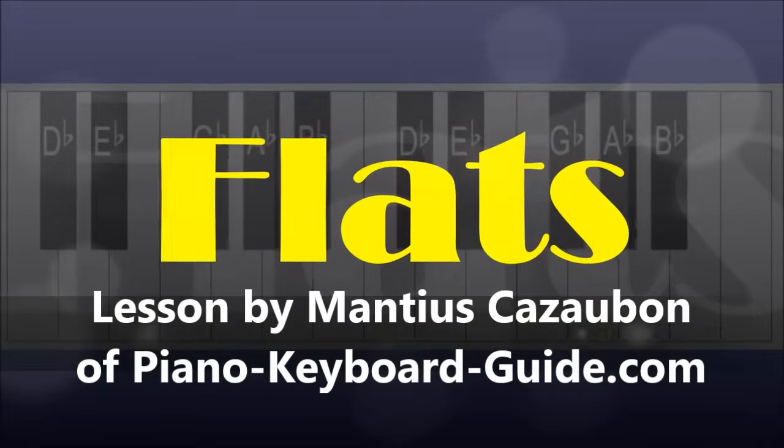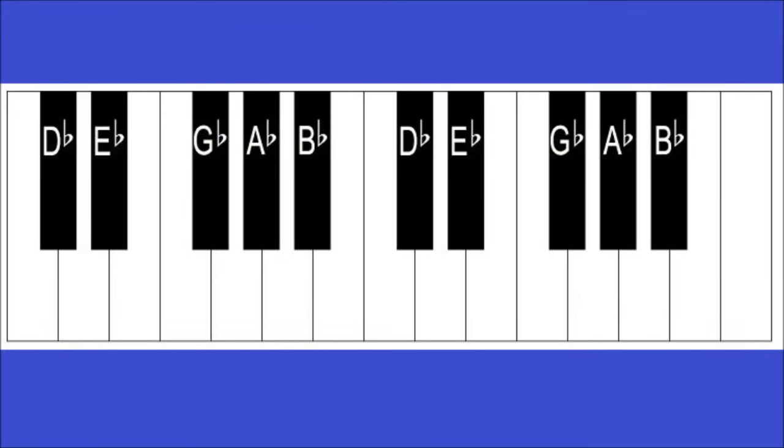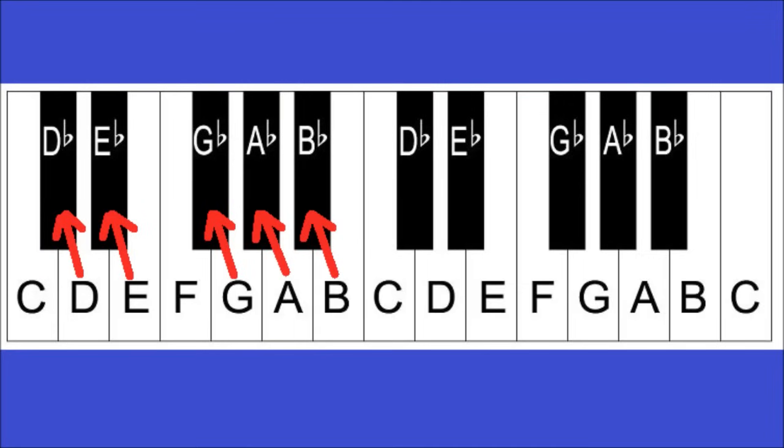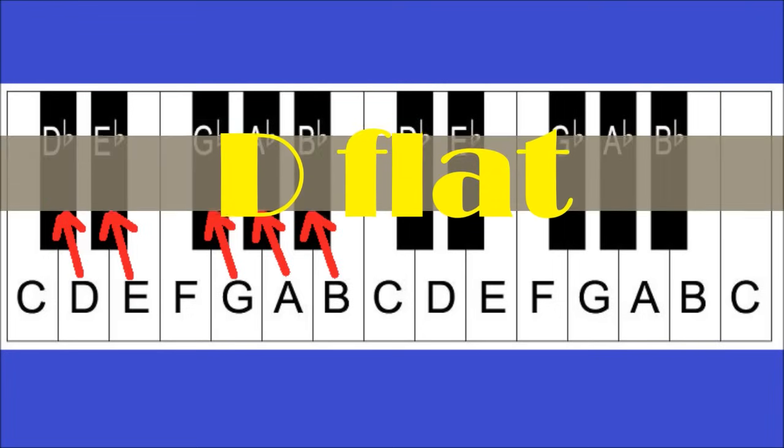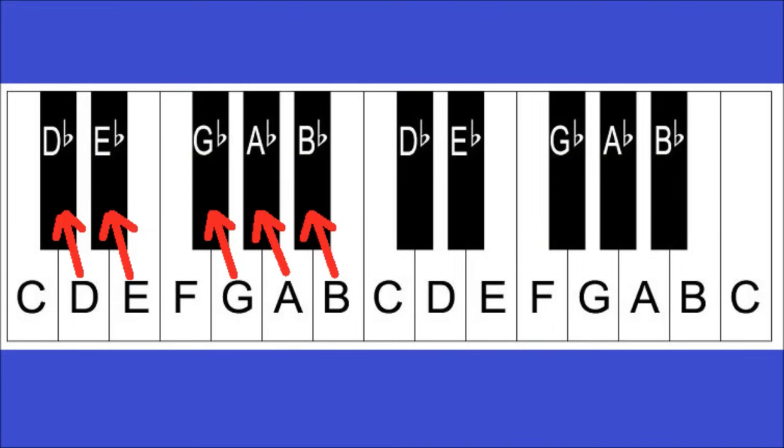Flats. Let's talk about flats. In music, flat, as we have seen, simply means to play the key that is to the left of a key on your piano. So if you see D flat, all this is telling you is that instead of playing the white key D, you should play the black key that is just before it.